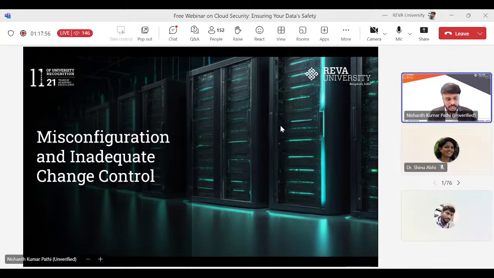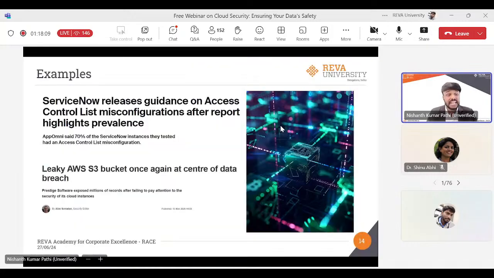The other important thing is misconfiguration. We all think that every change that we do in our organization will go through a change management process. There are strict guidelines, but still big companies are making mistakes. Again, I'm not trying to defame any company over here, but rather I want to take it as a case study or an example, and look at ServiceNow, which has released guidelines on how you can avoid high-privilege misconfigurations.